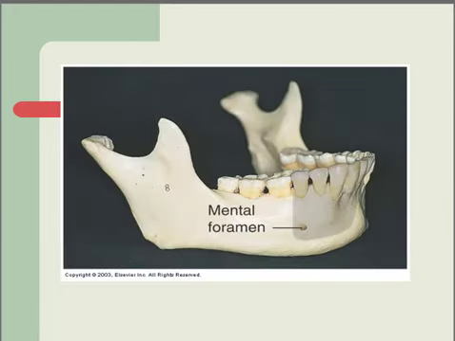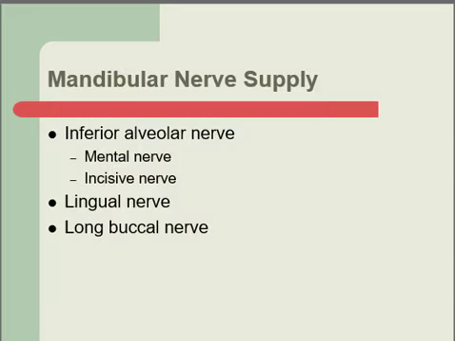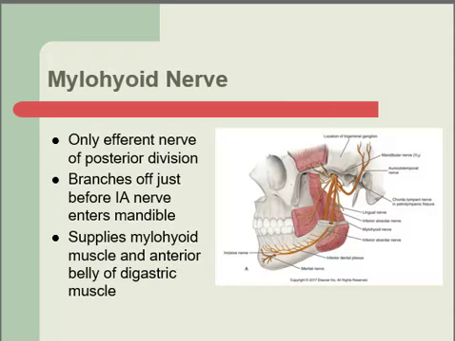Oh, mental foramen, there it is. All right, so the mandibular nerve supply: we have the inferior alveolar nerve that also splits into tiny branches, the leaves of the dental plexus that supplies all of the teeth. That's the mental nerve, the incisive nerve. Then we have the lingual nerve, and we have the long buccal nerve.